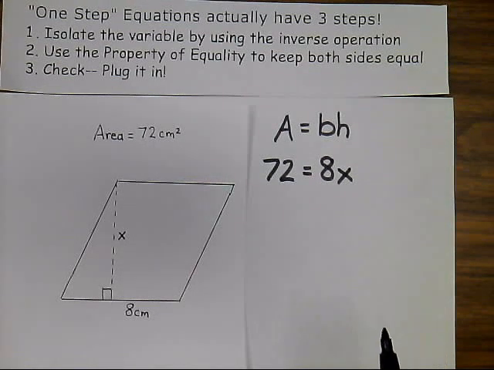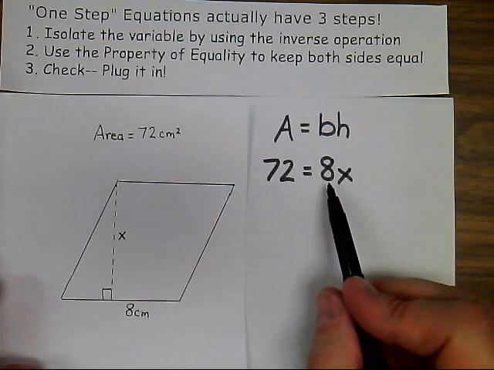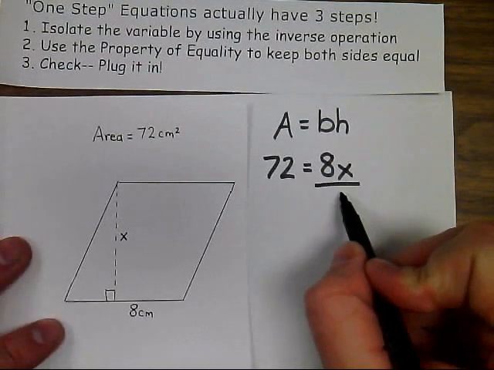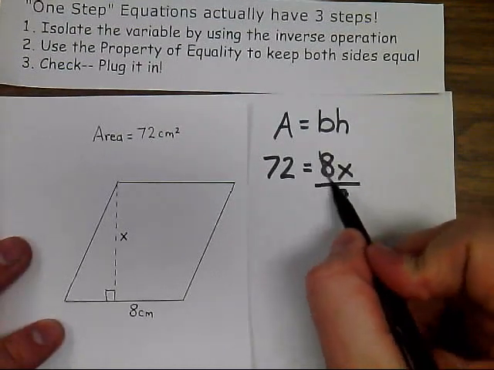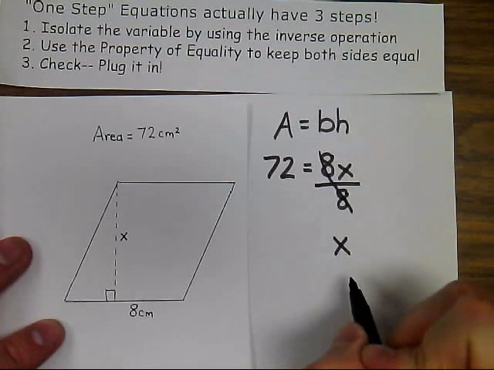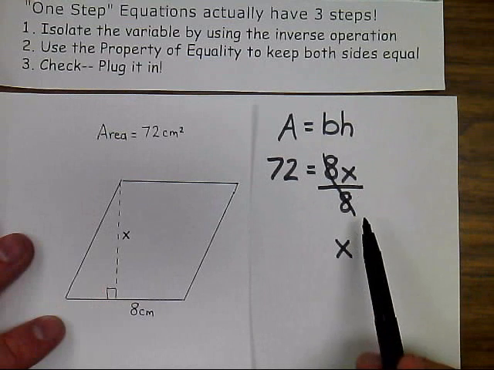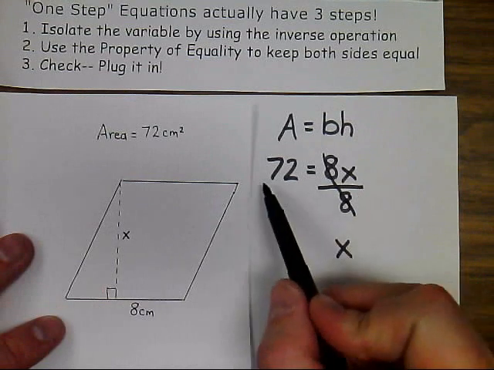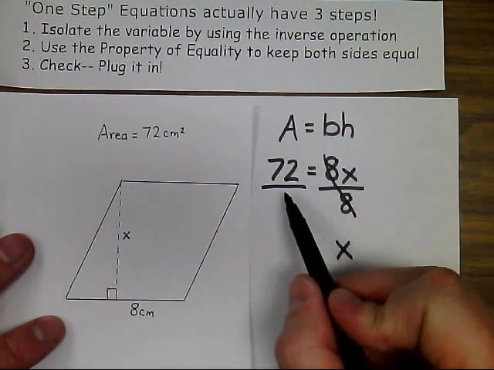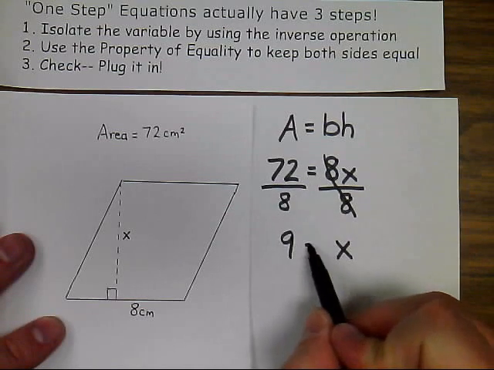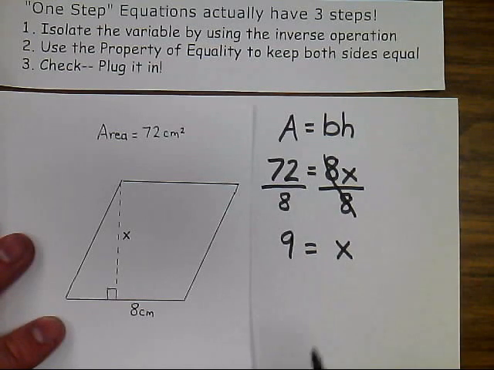Now, to follow these steps, the first thing I want to do is I want that x to be all by itself. Right now, that x is being multiplied by 8. So if I divide 8x by 8, that leaves me with just x. And because I'm going to now use the property of equality, because I divided this side of the equation by 8, I'm going to divide everything on this side of the equation by 8. And 72 divided by 8 does equal 9, and that gives me a solution. 9 is equal to x, or x is equal to 9.